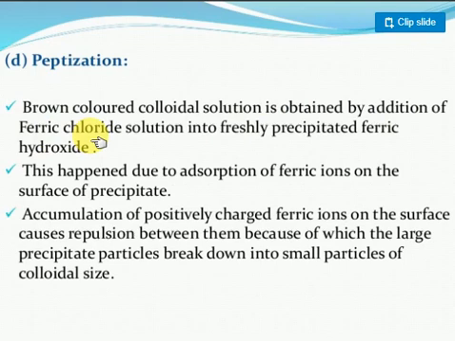If we add ferric chloride to the ferric hydroxide precipitate, what happens? It makes a colloidal solution of freshly prepared ferric hydroxide. This happens due to adsorption of ferric ions on the surface of the precipitate. Accumulation of positive charge of ferric ions on the surface causes repulsion between the particles. You can understand this. Suppose one particle is here, another is here. It's a precipitate only and doesn't have any charge.